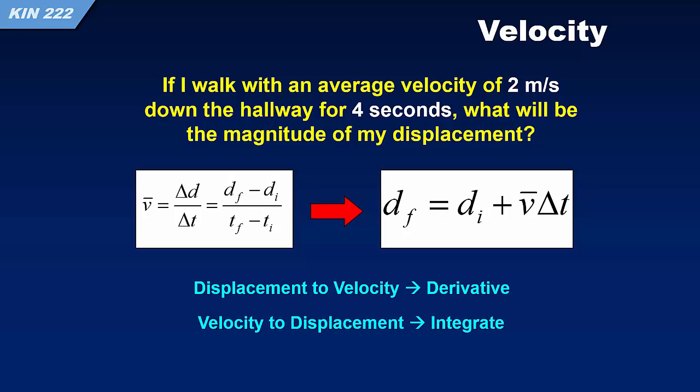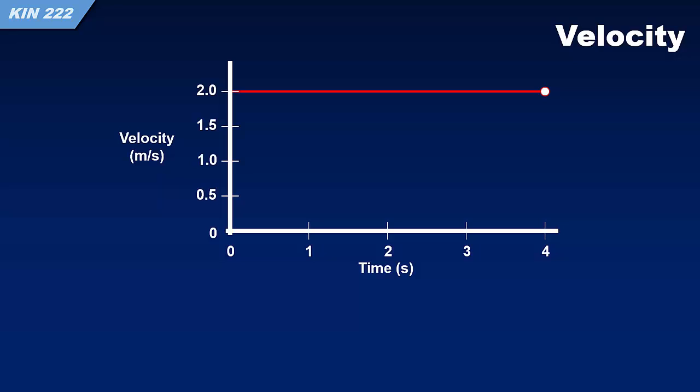So the concept of going from displacement to velocity, or finding the slope, that was the derivative. So going the other way, going from velocity to displacement, we need to integrate, which is the opposite of derivative. So a simple graphical example of this is the graph of that question. So traveling 2 meters per second down the hallway for 4 seconds, that's what it would look like. So I'm going at a constant velocity across the 4 seconds.